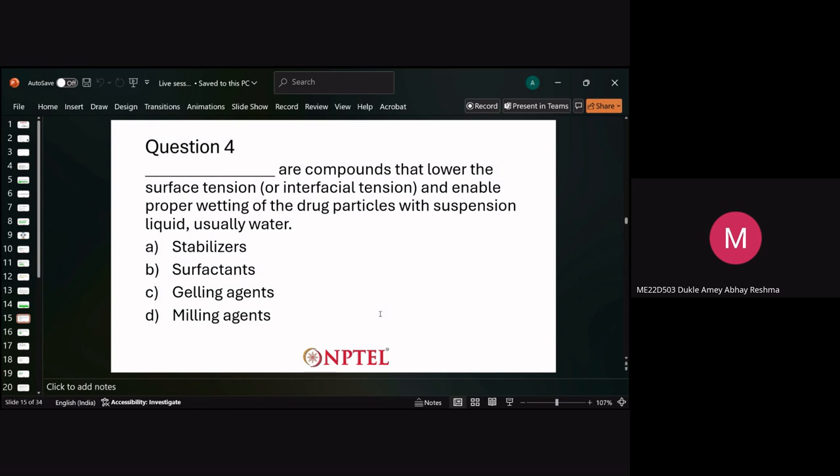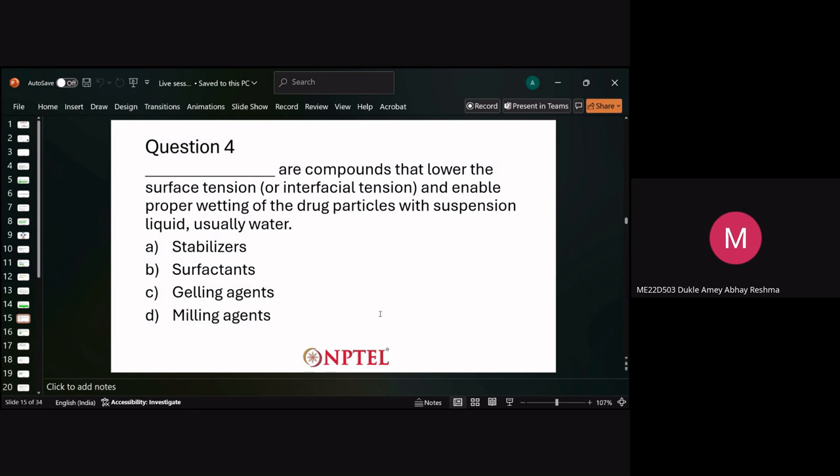So moving to question number four, dash are the compounds that lower the surface tension or interfacial tension and enable the proper wetting of drug particles with the suspension liquid, usually water: stabilizers, surfactants, gelling agents, milling agents.